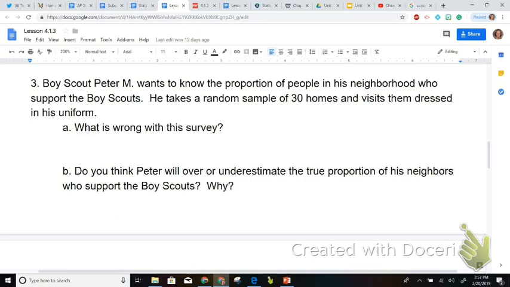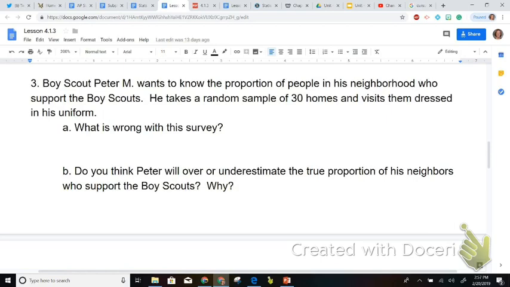Here's one more example. In this example, we have a Boy Scout who wants to know the proportion of the people in his neighborhood who support Boy Scouts. So he puts on his uniform and he goes out and he samples 30 random homes. What could be wrong with this survey?